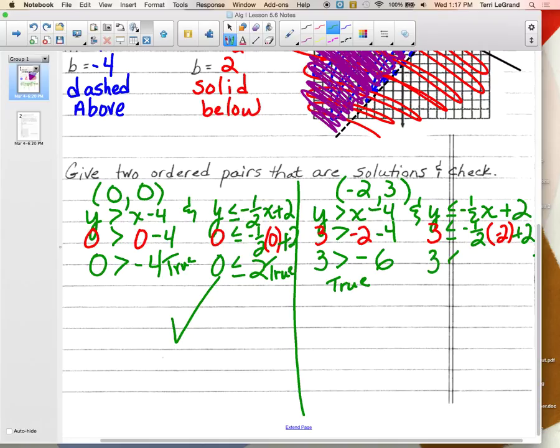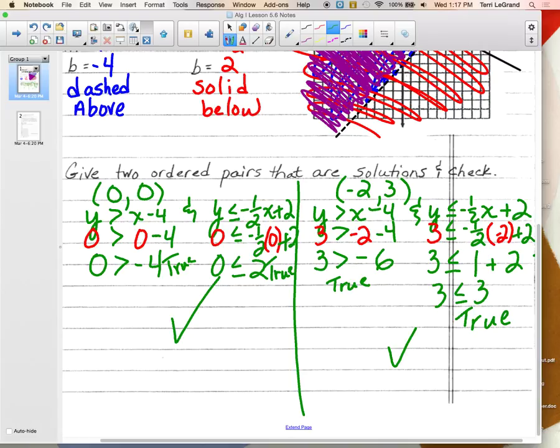What's negative 1/2 times negative 2? 1. What's 1 plus 2? Is that true? Because it meets the equal to part, doesn't it? So this one's true also. So just like we thought, on a border that is solid, they're considered solutions also.